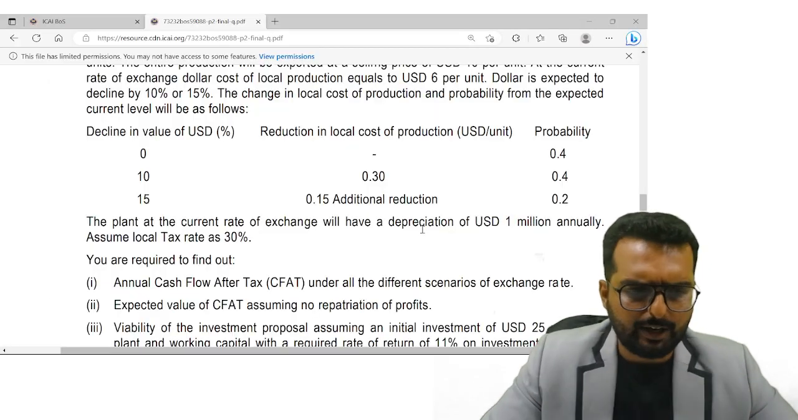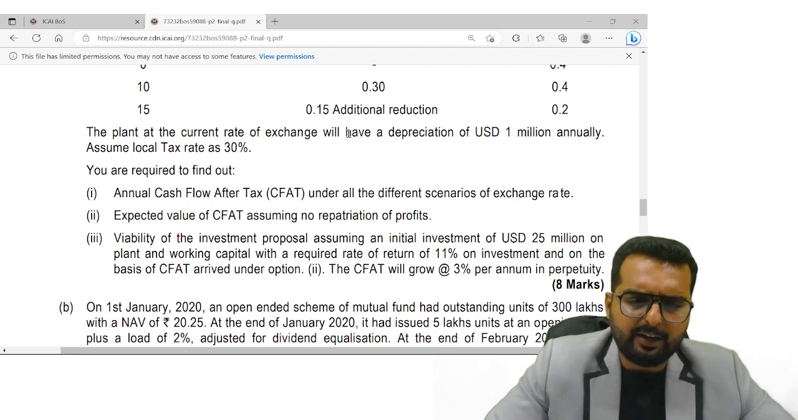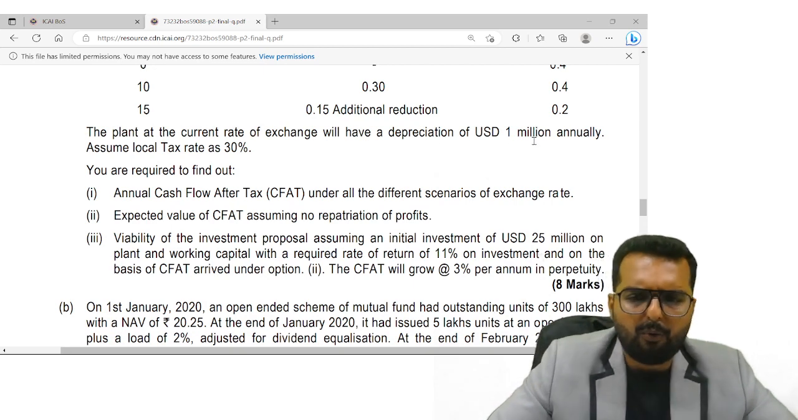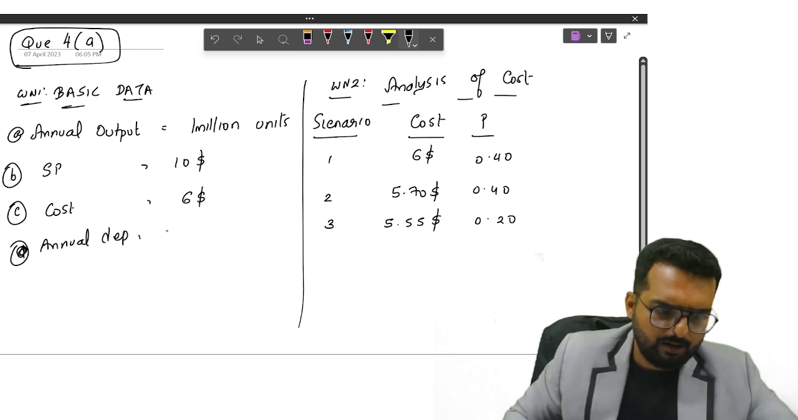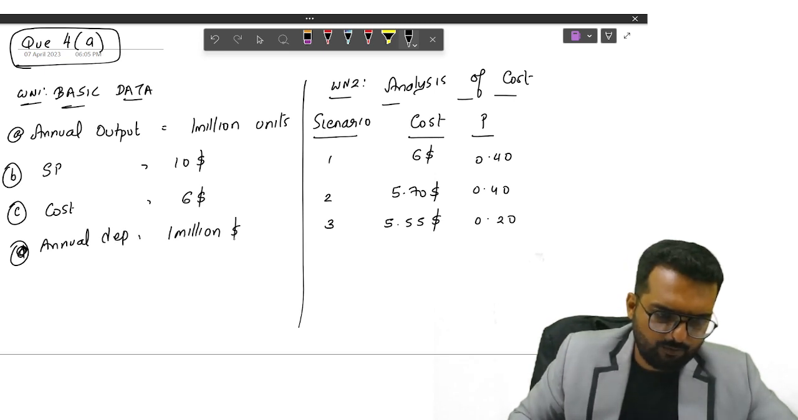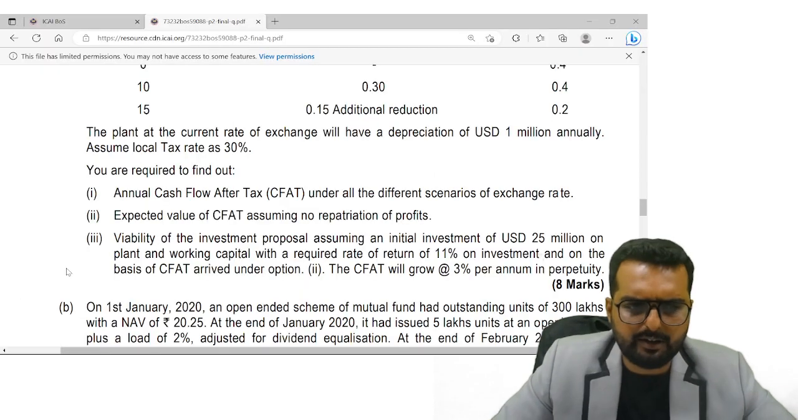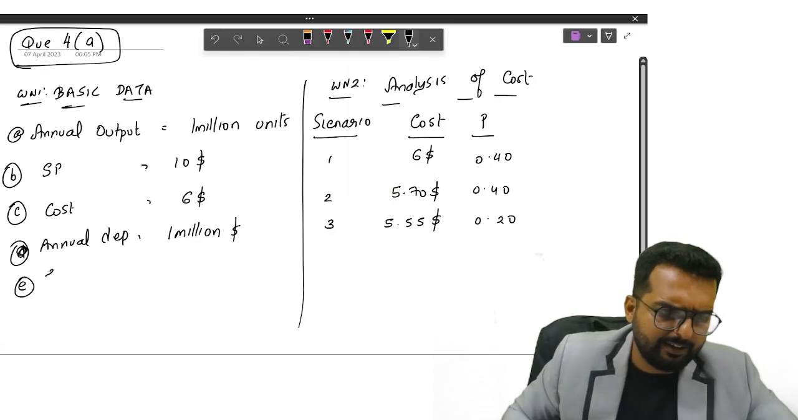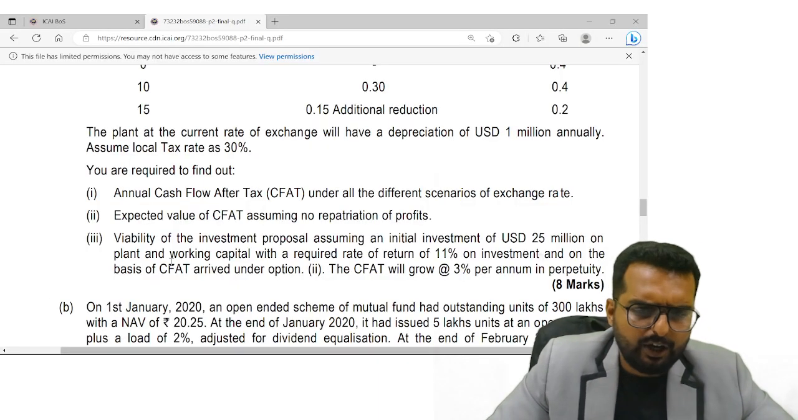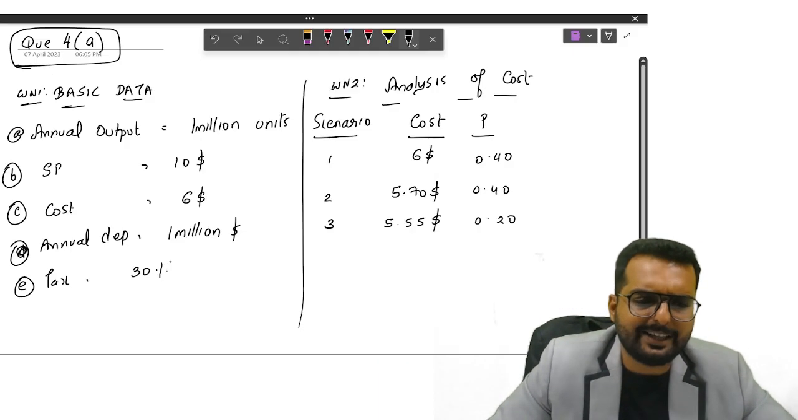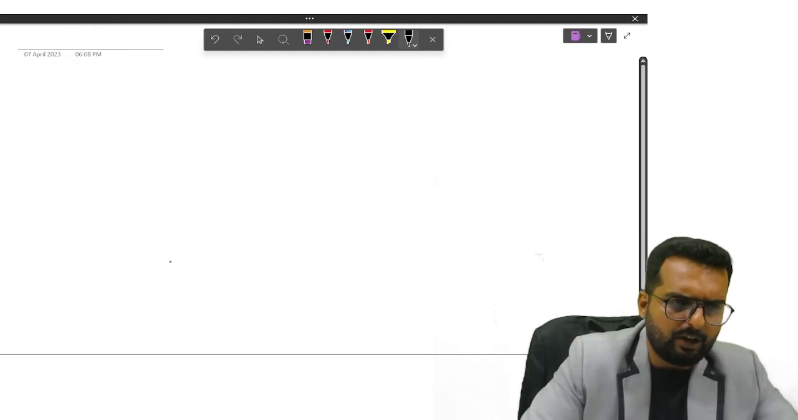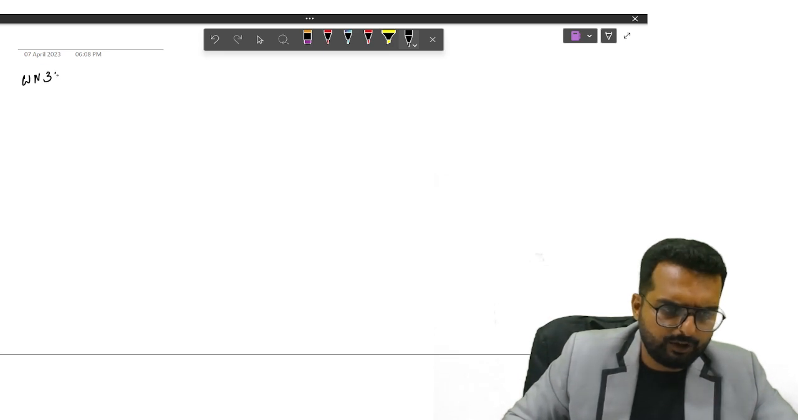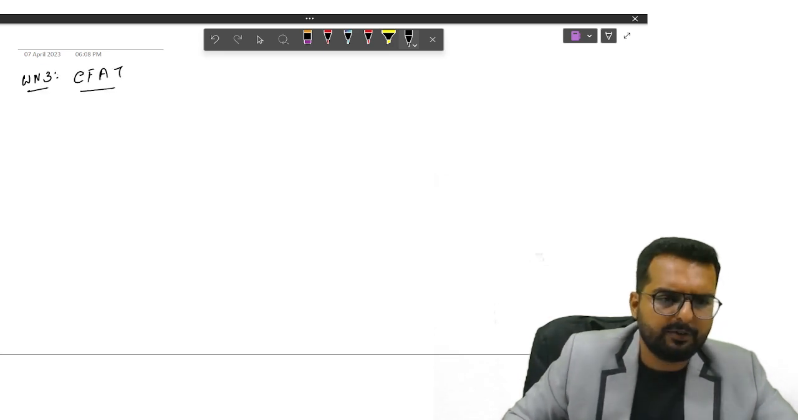Alright, let me go to the next part now. The plant at the current rate of exchange will have a depreciation of 1 million annually. So I'll write down annual $1 million is a depreciation. And they have told the tax rate is turning out to be how much? 30%. So now based on this, they want you to find out the cash flow after tax. Okay, let's do it. I'll take a new page now. Working note number 3, cash flow after tax.